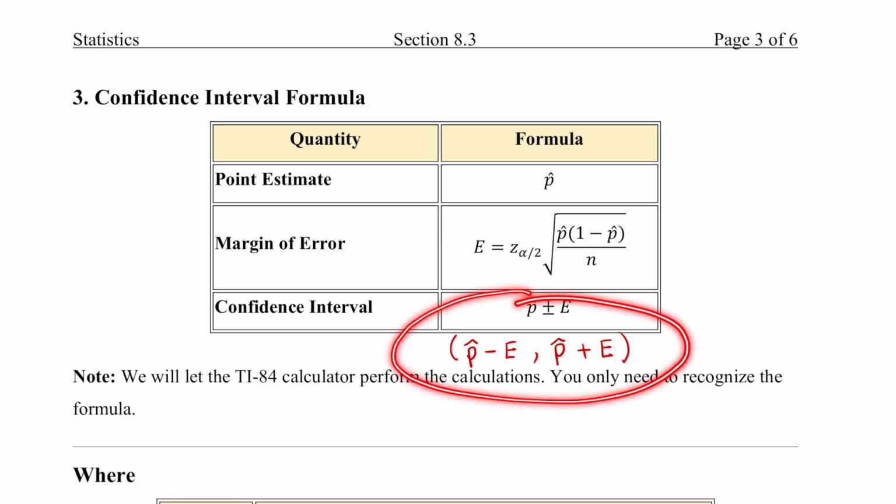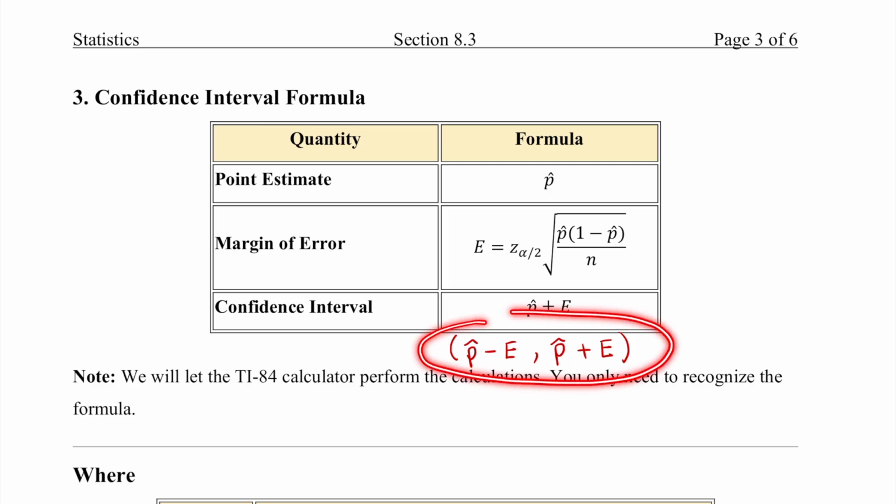The first value, p hat minus E, is the lower limit, and the second value, p hat plus E, is the upper limit. This is important because the calculator will usually give us the answer as an interval with a lower limit and an upper limit. Now, let's look at the margin of error formula.